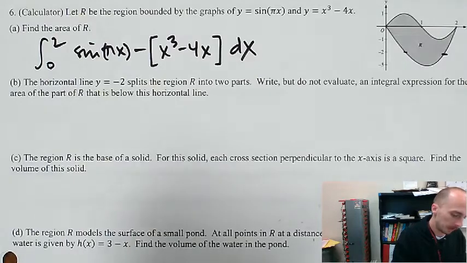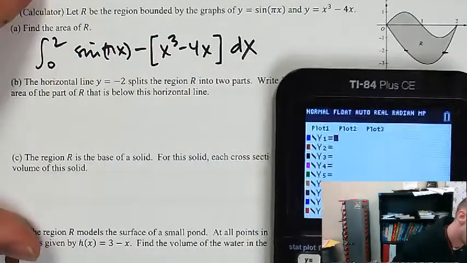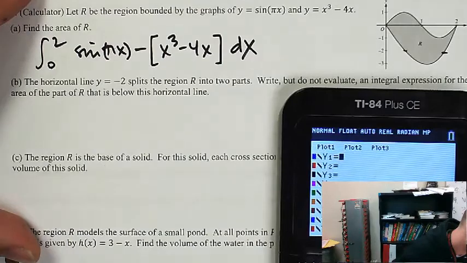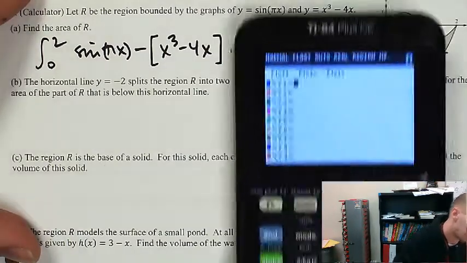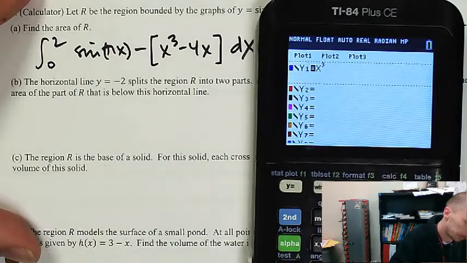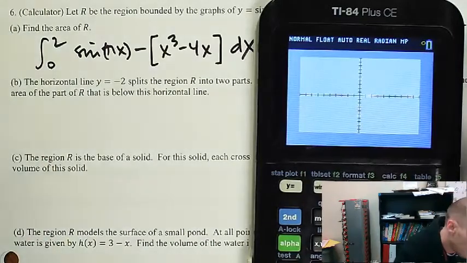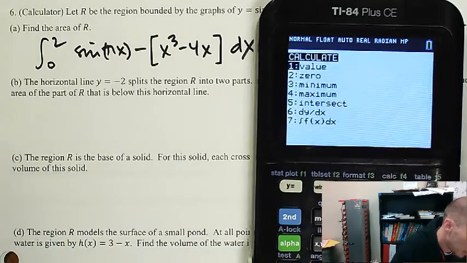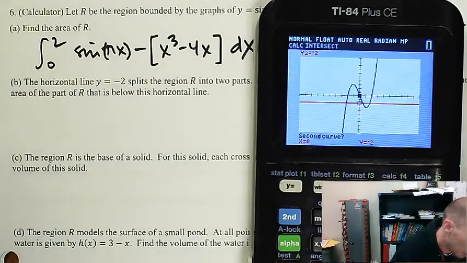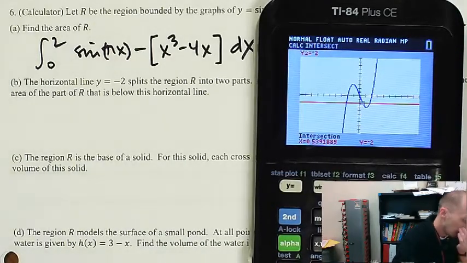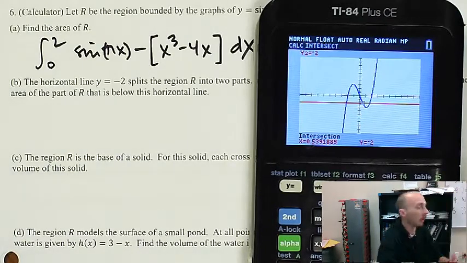And so I'm going to need to type these into y equals. So this is the other one. This is x to the third minus 4x. And then I'm interested in where that runs into negative 2. Okay, so we're going to calculate the intersection between blue and red. It's going to be right there. All right. Now, this is going to be my lower bound of integration, and that's great.